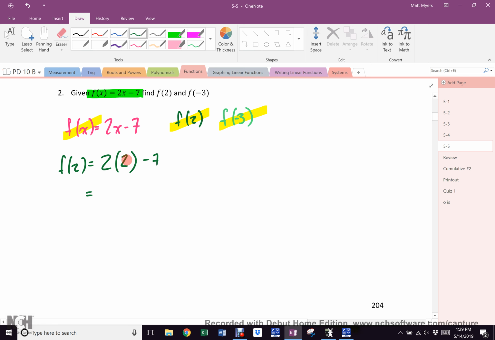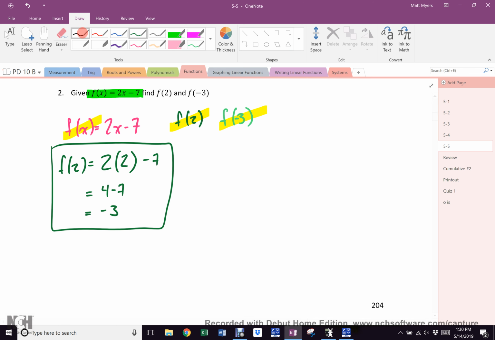What is 2 times 2? 4 minus 7. And what is 4 minus 7? -3. Now, what would be the point that we would put on a graph using this function? 2, -3. This is the graph coordinates. Everybody understand? Excellent.